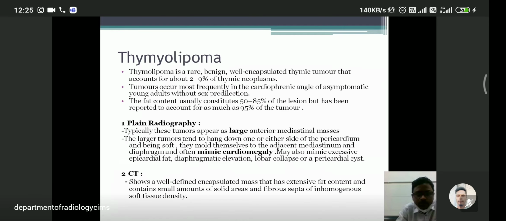Next is the thymolipoma, meaning a fat-containing tumor. On plain radiography, we can't differentiate it from the other thymic lesions, so we have to take the help of CT. This thymolipoma has a specific feature: these are moldable. It occupies the space available in the mediastinum.